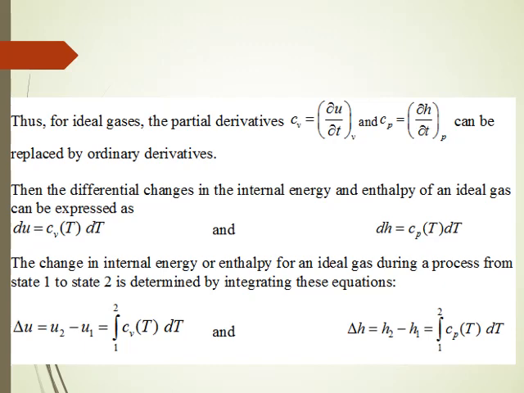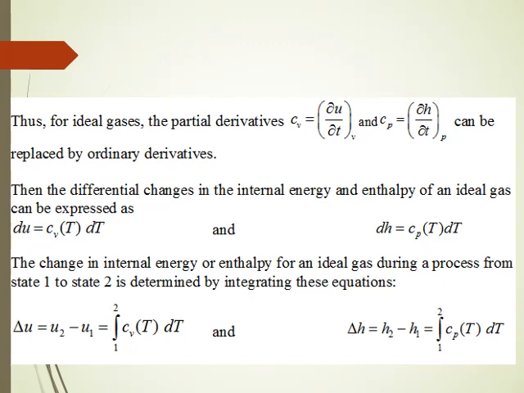Please remember one thing: these relations given on the slide for delta U and delta H are not restricted to any kind of process; they are valid for all processes. It means the presence of constant volume specific heat Cv in the equation does not mean that this equation is valid for a constant volume process only, or the presence of Cp in an equation should not lead one to believe that this equation is valid only for a constant pressure process.